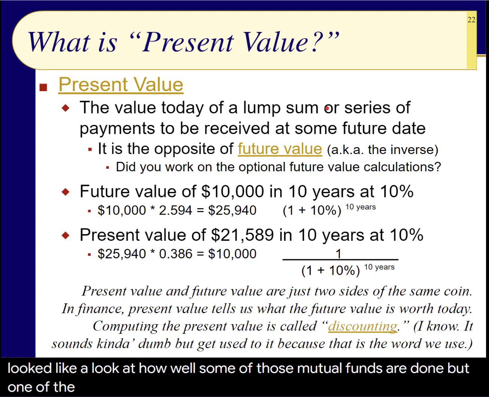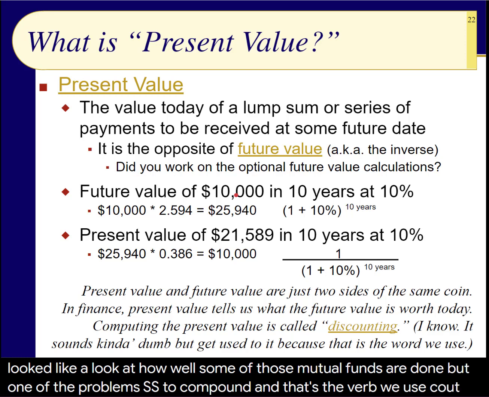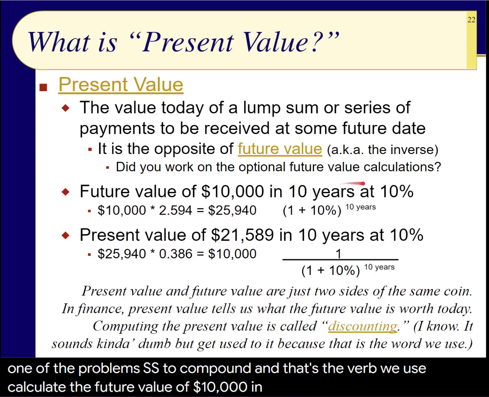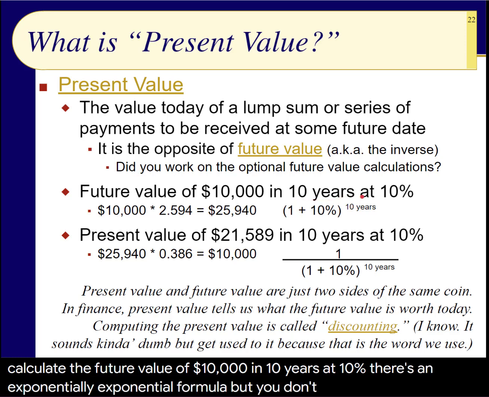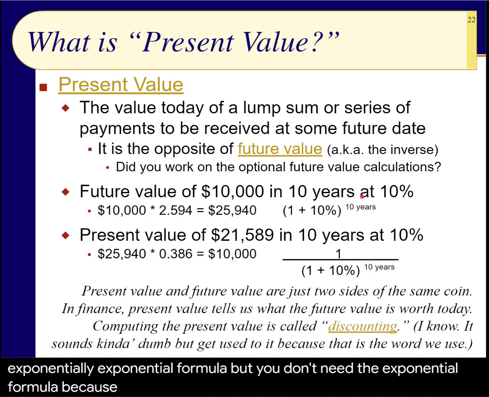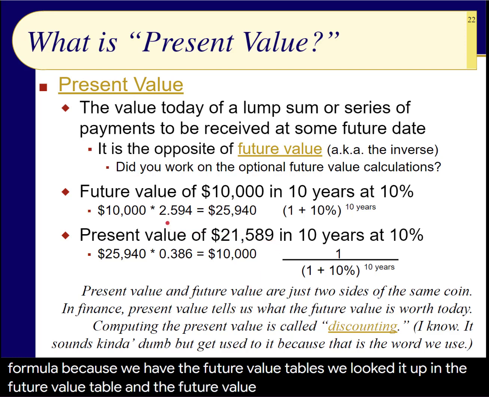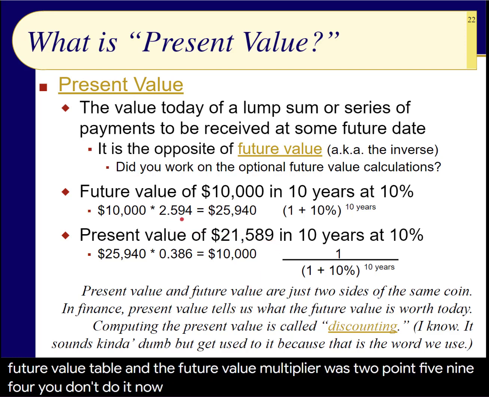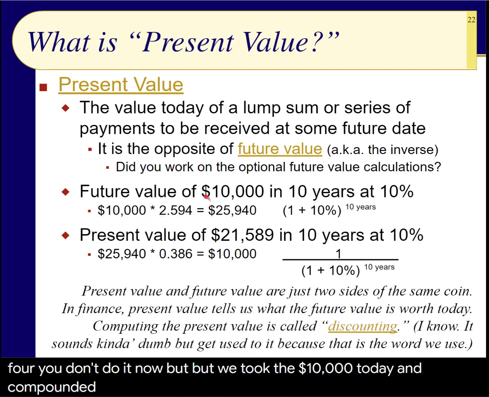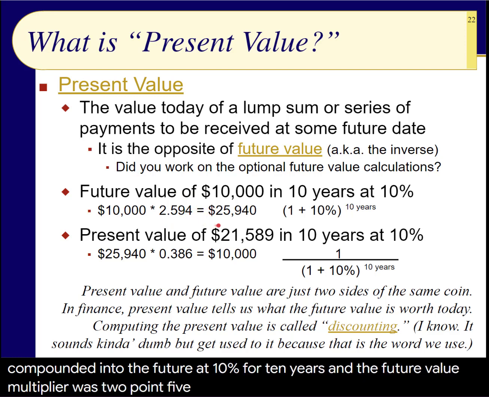But one of the problems asked us to compound, and that's the verb we use, calculate the future value of $10,000 in 10 years at 10%. There's an exponential formula, but you don't need the exponential formula because we have the future value tables. We looked it up in the future value table, and the future value multiplier was 2.594. Now, you don't have to do it now, but we took the $10,000 today and compounded into the future at 10% for 10 years, and the future value multiplier was 2.594, and we wound up with $25,940.